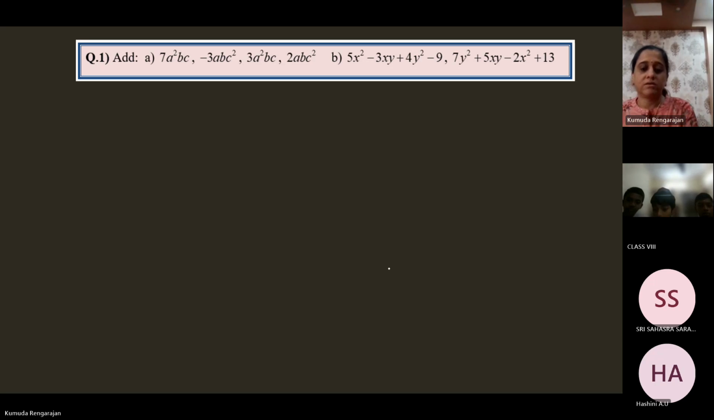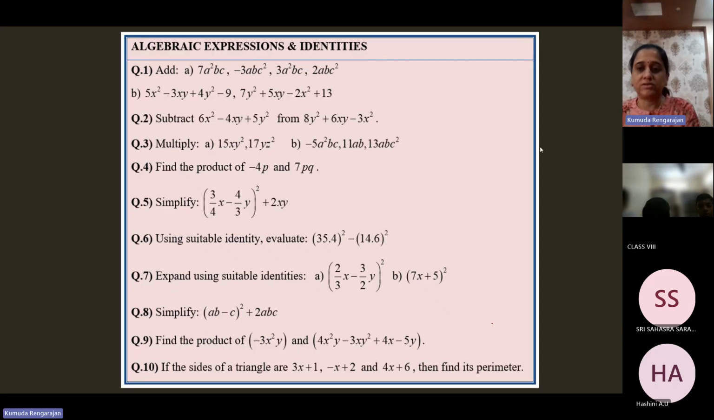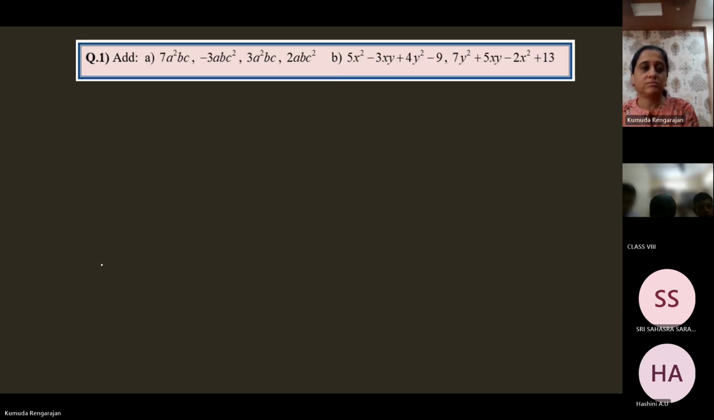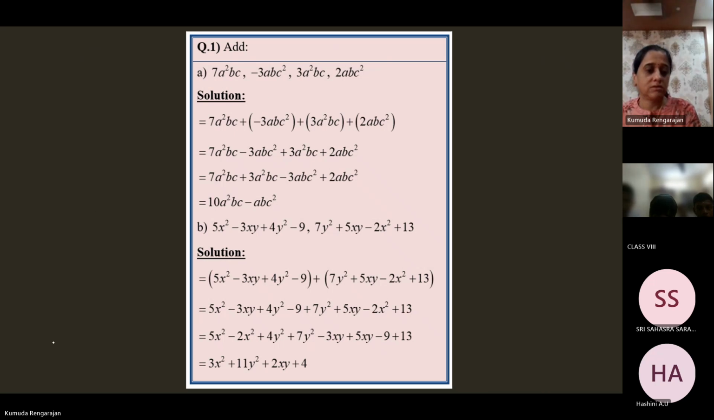Okay. So this is the first image where this one has 10 questions. Here the heading is add. So there's one expression here, one here, one here, and one here. So we have 4 monomials, single terms. You have to add them.